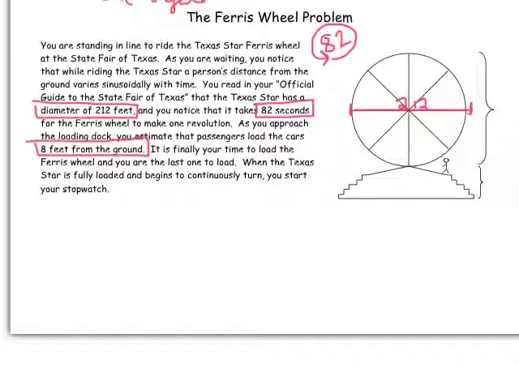So this is the ground, and you load 8 feet from the ground. So it's like this is a little car, whatever those are called, seating place. So let's think about a couple of important pieces of information. Diameter. First of all, diameter is from one end of the circle to the opposite. So even though I noted that this was 212, that would also mean that this is 212. So I'll go ahead and mark that.